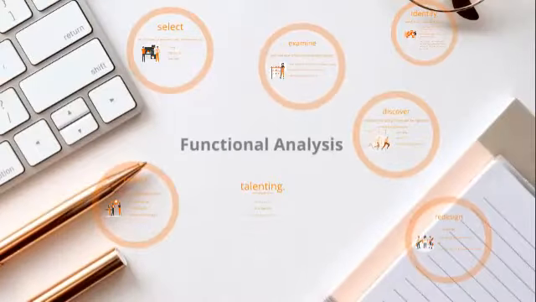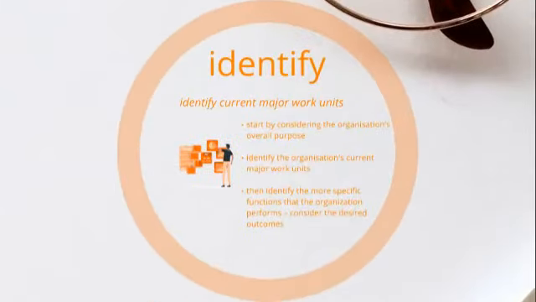So, how do you do it? Start by considering the organization's overall purpose. Identify the organization's current major work units. One should then consider the more specific functions that the organization performs and the desired outcomes that the organization seeks to achieve.